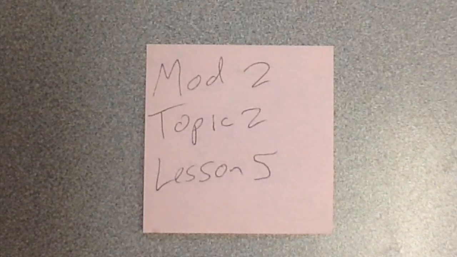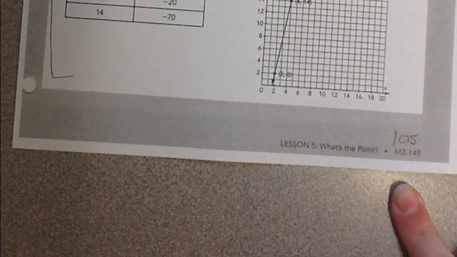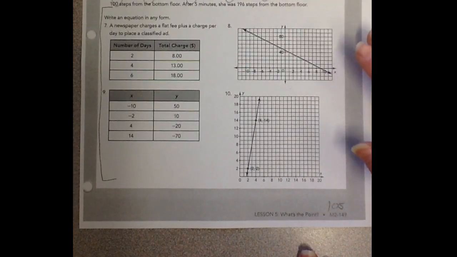We are on Module 2, Topic 2, Lesson 5. We are just going to be doing one page, M2, 149, and we're just going to be doing 7 through 10. So it says, write an equation in any form.